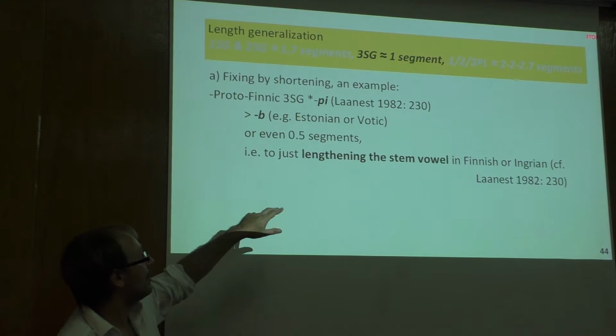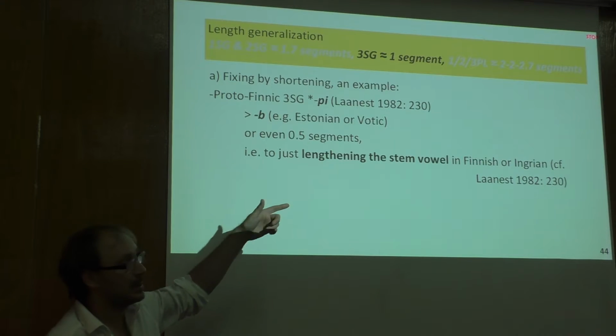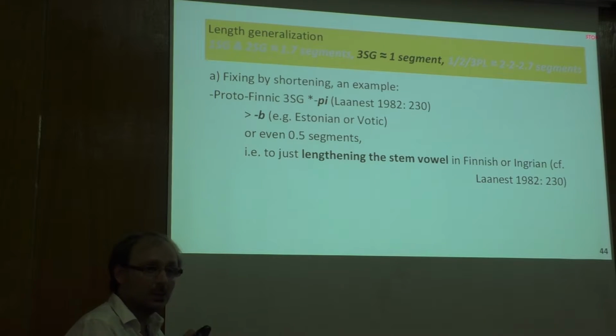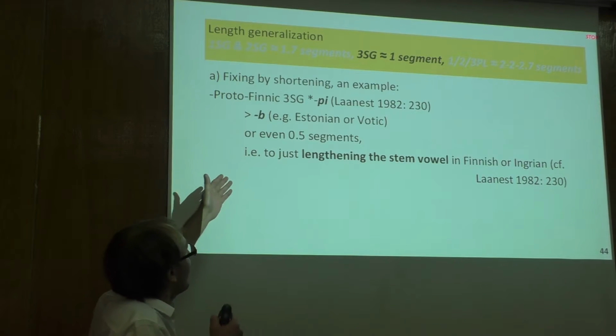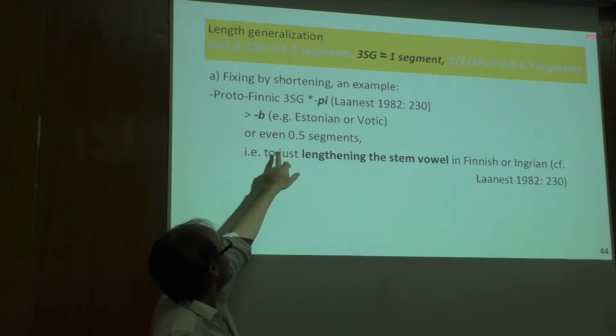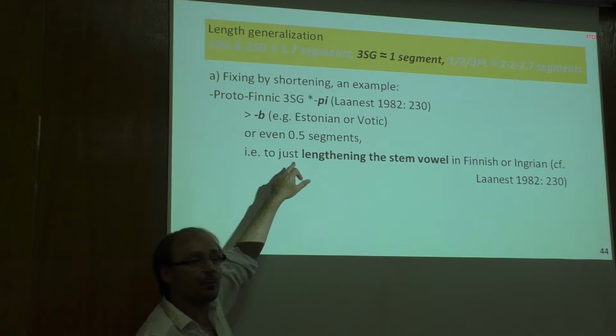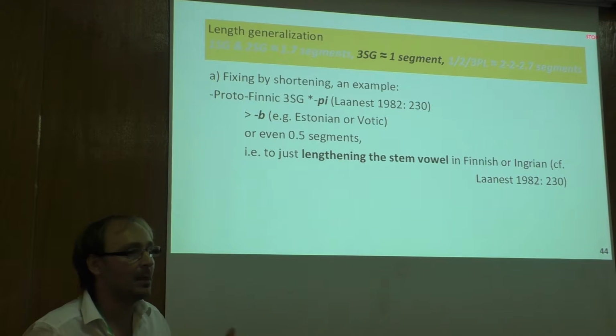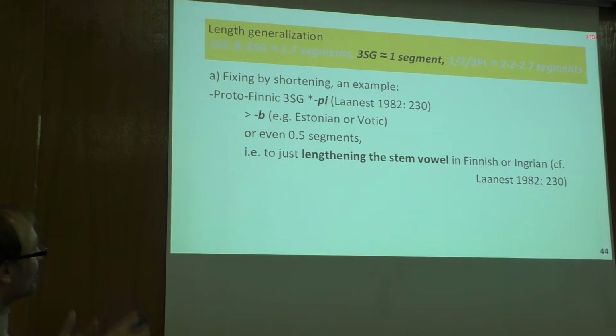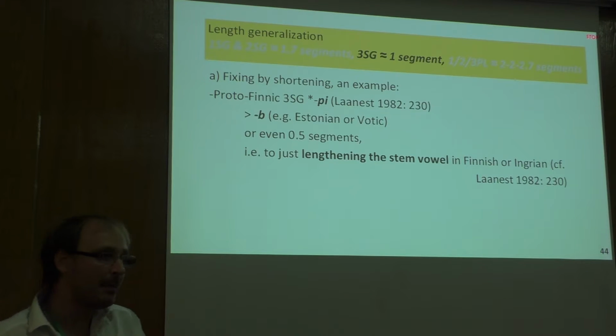But in Finnish, the only remnant of this is that the stem vowel of the verb has to be lengthened. And this, well, I just idealized, so with Finnish I come with kind of 0.5 segments. It's basically suprasegmental, but just to account for the fact that something still happens there, but it's not really a full segment.